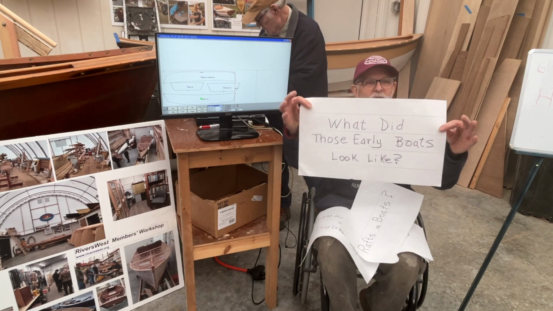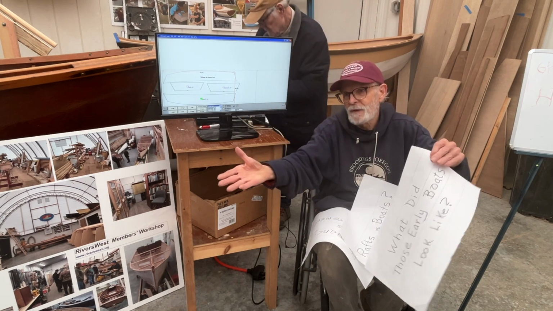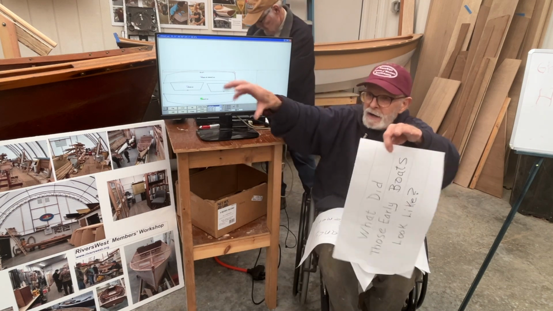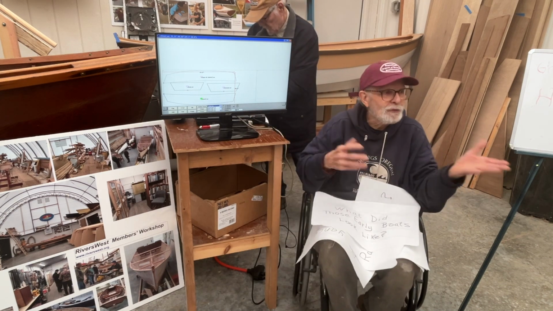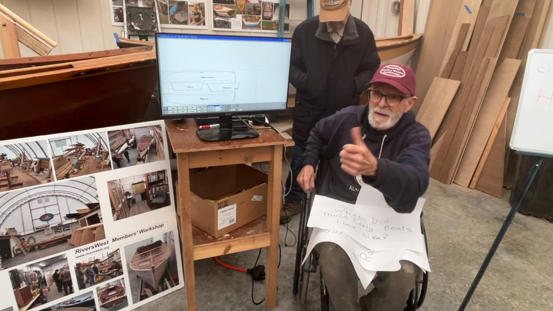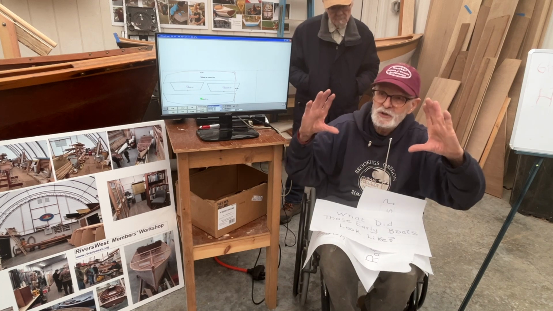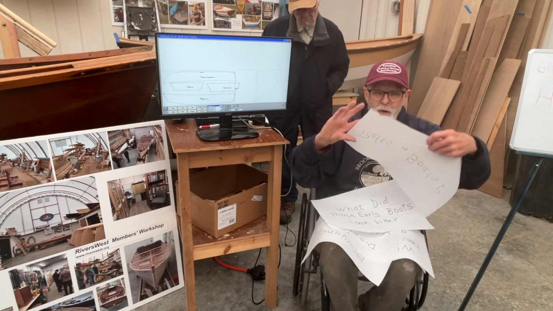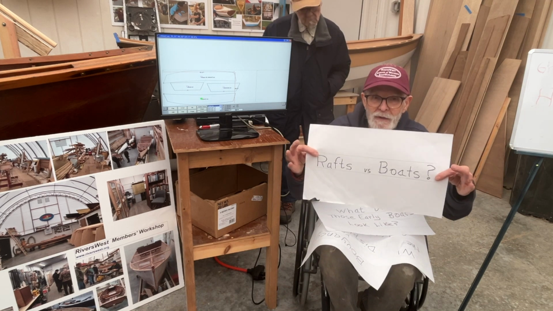What did those early boats look like? Some of them were log canoes, rafts, like Titicaca, the bundles of rafts like that. Think of Thor Heyerdahl's raft. He had a sail, but it was really a raft because they took balsa logs. And what's the difference between a raft and a boat?